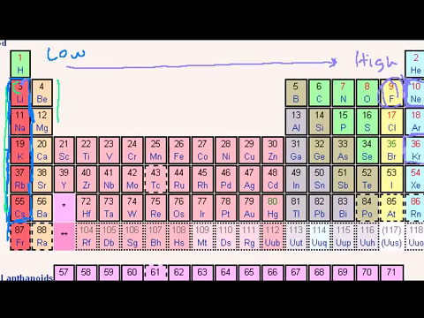So because you're getting larger and larger as you go down a group, and the electrons are getting further and further away from the nucleus, this guy wants to give away his electrons even more than lithium does, right? So ionization energy decreases as you go down. Even though xenon really wants to keep its electrons, it's a little bit more willing to give them away than neon is. So in general, the ionization energy, or the energy required to ionize an atom, will increase as you go up.